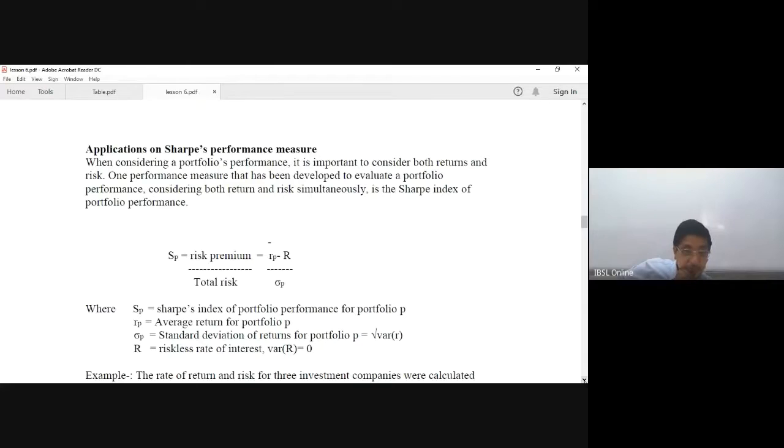And if you compare two investment companies and calculate Sharpe's measure for both companies, the higher measure belongs to the better performing company.